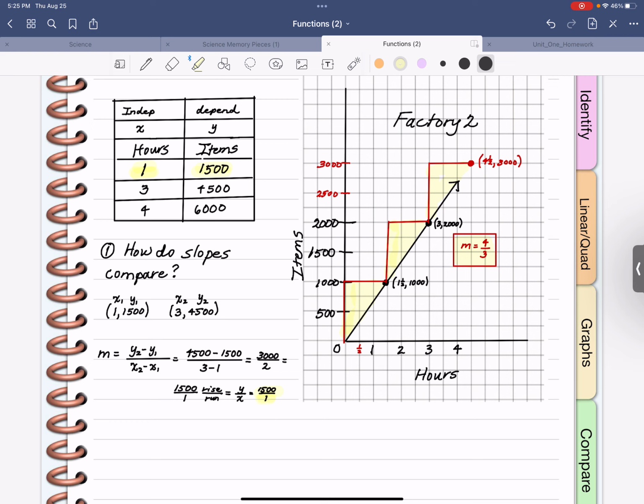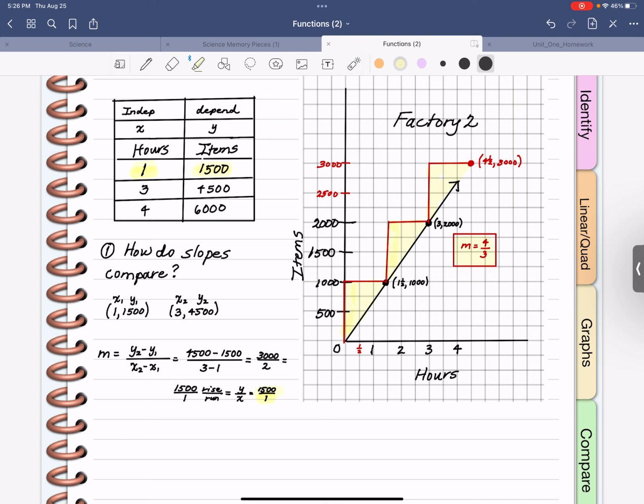So, where does this leave us? We're supposed to compare the slopes. Are the slopes the same? Well, what do you think? Is a slope of 1,500 to 1 the same as a slope of 4 to 3? Would 1,500 to 1 simplify to 4 to 3? It's a good question.